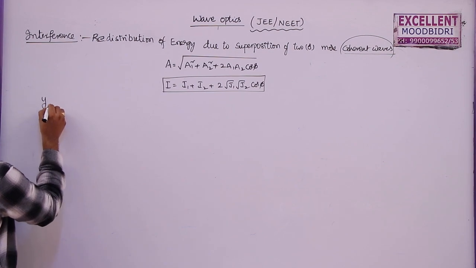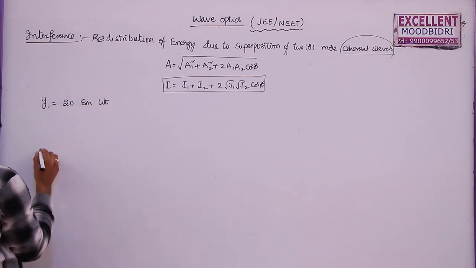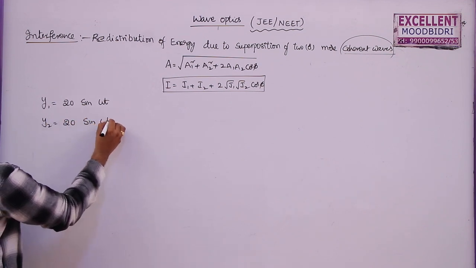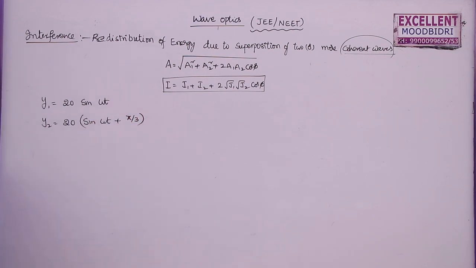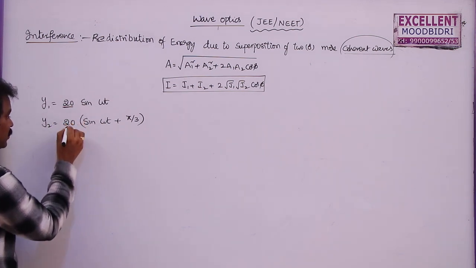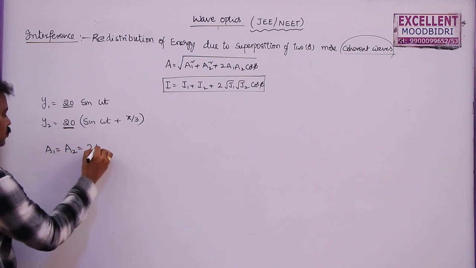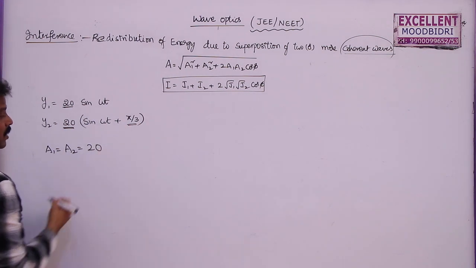Let me take one equation of a wave: y1 is equal to 20 sine omega t and y2 is equal to 20 sine (omega t plus pi by 3). If these two waves superimpose with each other, it is clear that this is a1, this is a2. So a1 is equal to a2 is equal to 20. So what is the resultant amplitude, resultant intensity of this wave? We can write the phase difference is pi by 3 here.